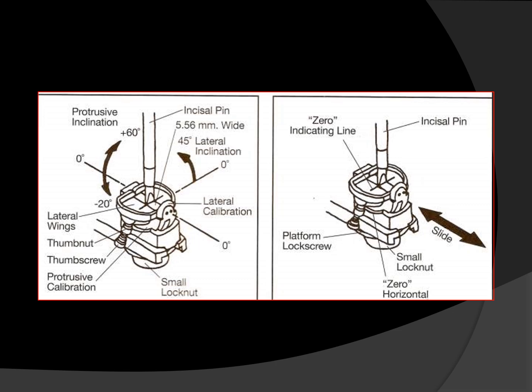The component, that is the anterior slot, that is present in the lower member. So you can see here the anterior slot. So first you have to loosen the platform lock screw. So this is the platform lock screw. When you loosen it, you can slide the platform anteroposteriorly to align the chisel end of the incisal pin with the 0 indicating line on the lateral wing. So for this, the anterior slot is present where you can slide the whole platform anteroposteriorly.